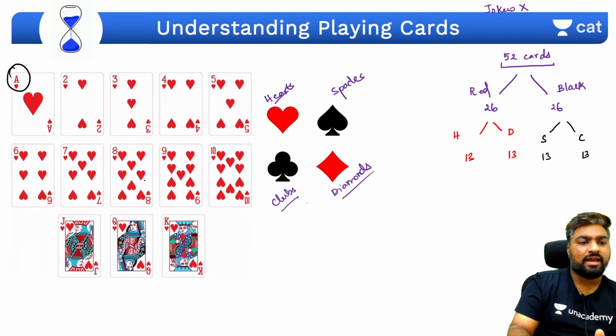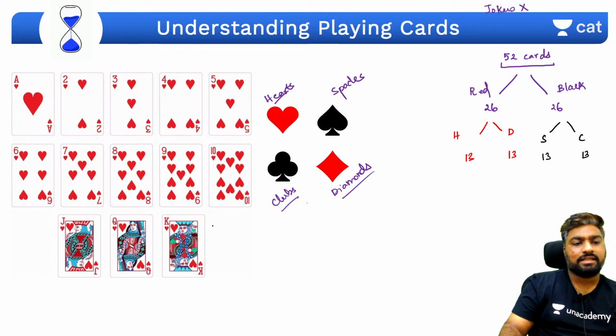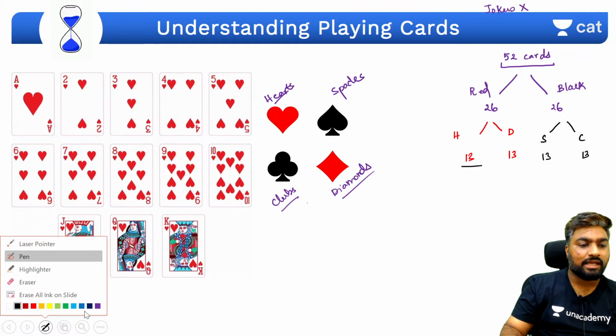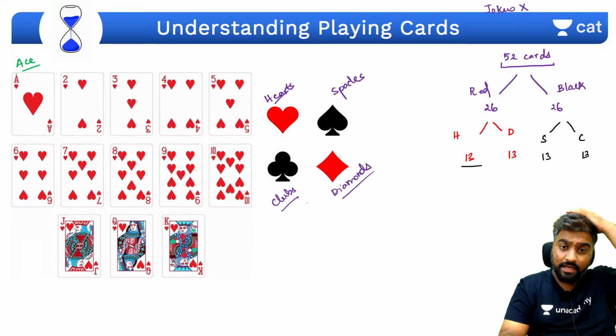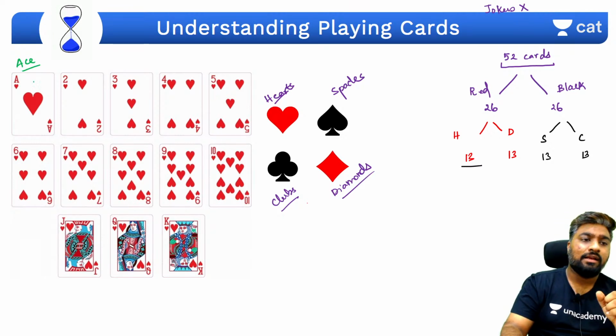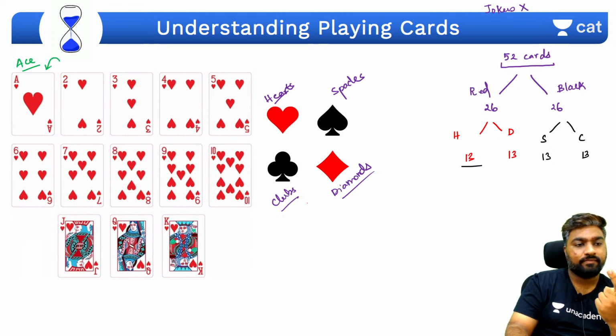Yes, same way. So let's talk about this now, right? So these are the 13 cards that we spoke about. These are those 13 cards. In these 13 cards, this is called an ace. There is no one in a pack of cards. There is no one. One is sometimes taken by ace.